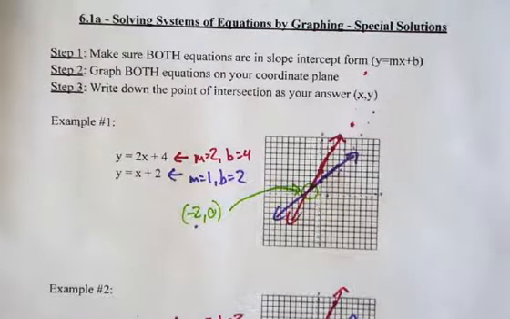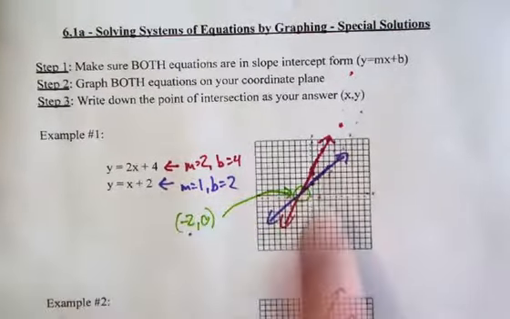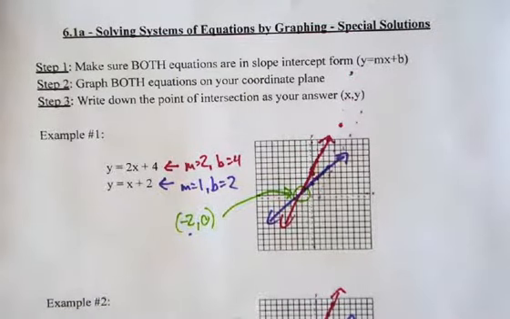So just to recap, a system of equations is when we have two, or in some cases more, but we're only looking at two now, different equations for lines. And the first way we can solve them is we can graph them, find the point where they intersect, and that is our solution. Okay? We'll be back next time with another way of solving systems of equations.